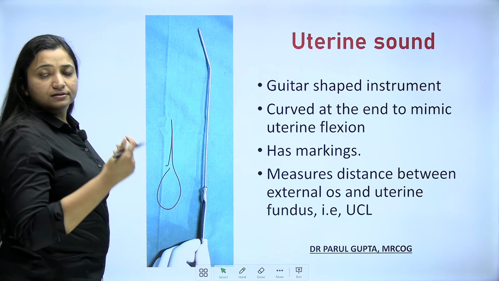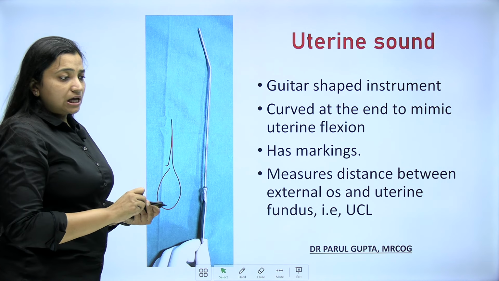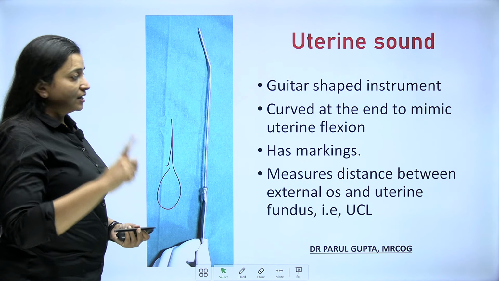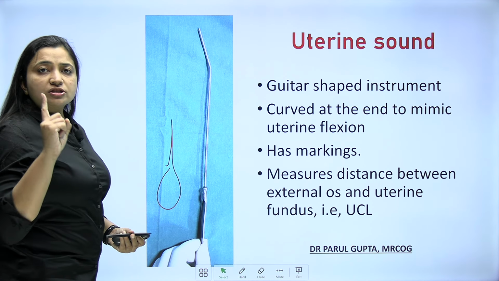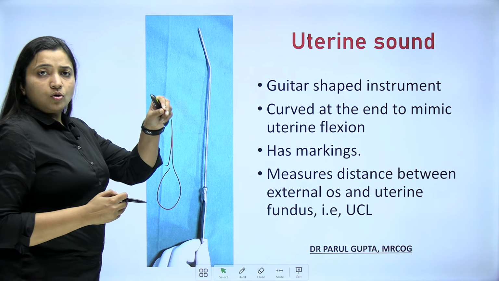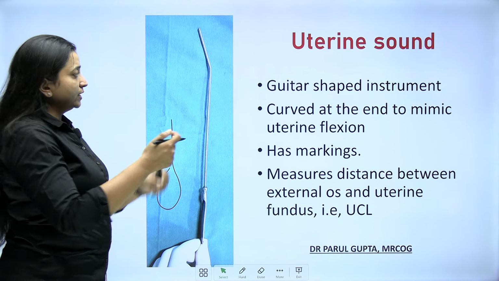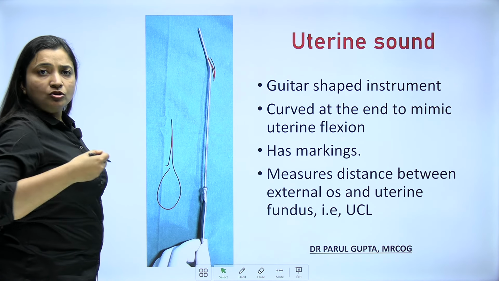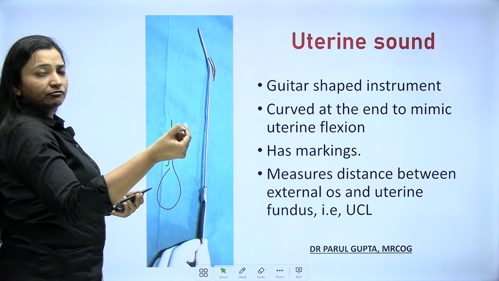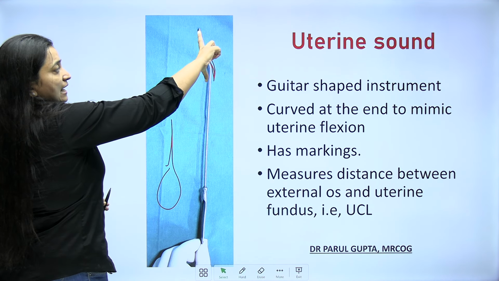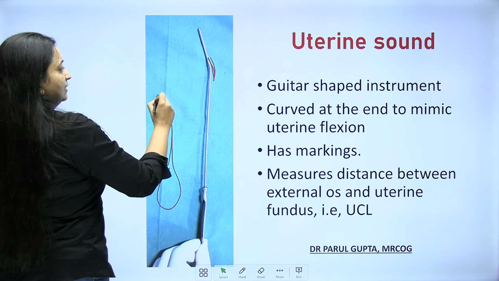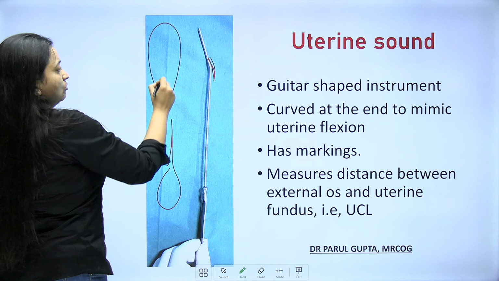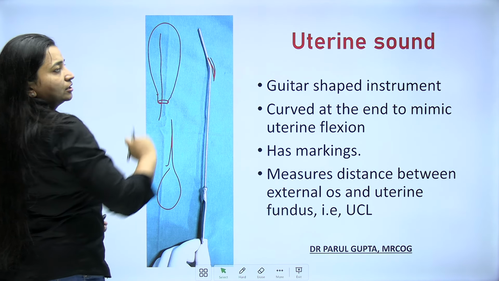Markings are of centimeters. What do you mean by sound? Sound means going inside a tubular structure and seeing the length of it. So it mainly measures the utero-cervical length. So once you are catching hold of the cervix, you go inside slowly. This has got a curvature here to match with the flexion of the uterus. You go inside till the fundus and then you put a finger at the external os. So you can actually see what is the utero-cervical length. Your sound will go like this, and then you can measure the total length.